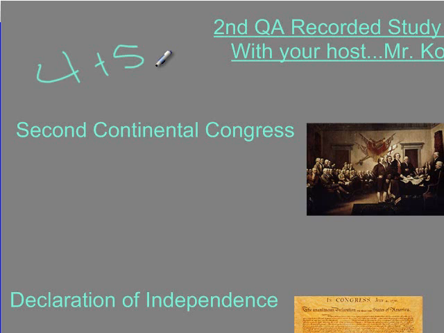There's a lot of stuff to cover. There's going to be a lot of information that you need to focus on for your test. So you need to take good notes during this, and if you do, you'll be fine.